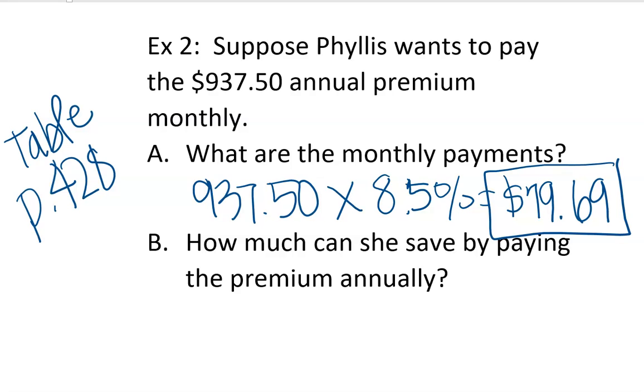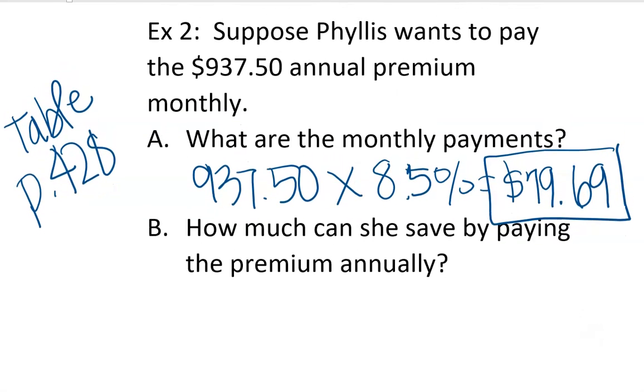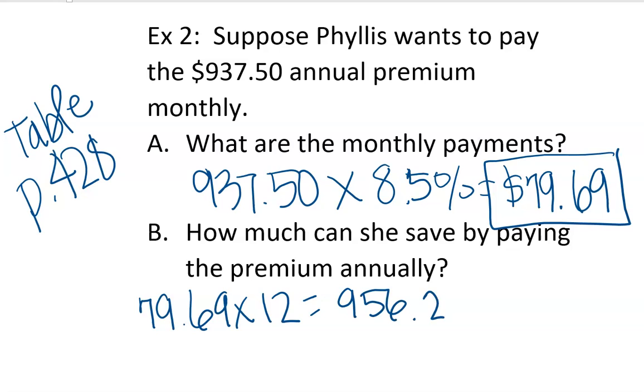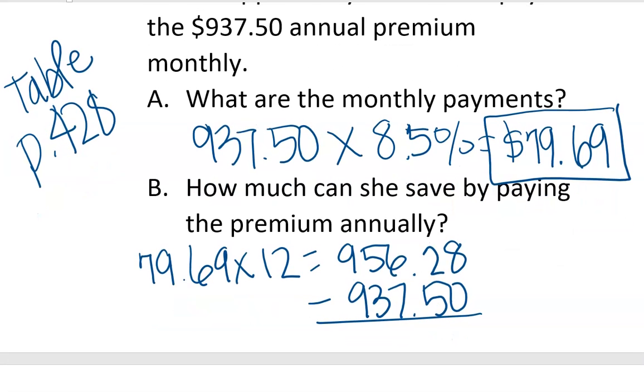And it does say how much can she save by paying annually. Let's see, $79.69 times 12 is $956.28. If we subtract the $937.50 that we just calculated a bit ago, that's how much she would save. $18.78.